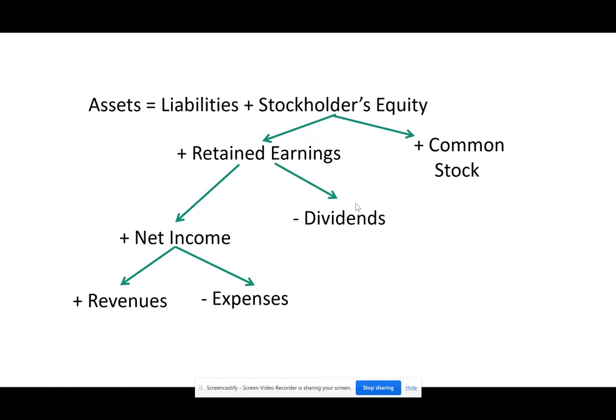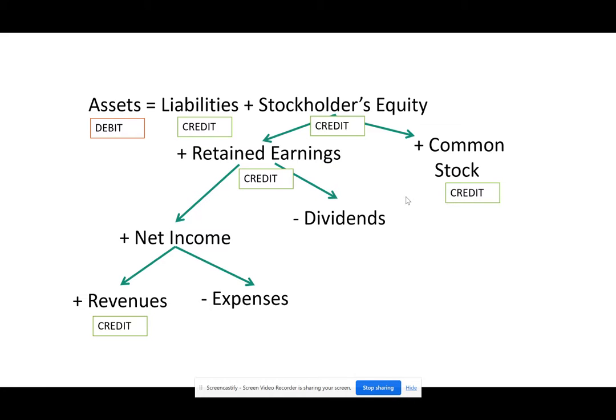This chart shows each of our elements and how they impact that equation. And then you have learned that debit means left and credit means right. So therefore, items on the left side of our equation, such as assets, are increased with debits. And items on our right side of the equation are increased with credits. Also, anything within this expanded chart that also increases that right side is increased with credits.